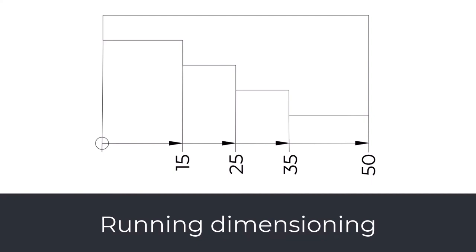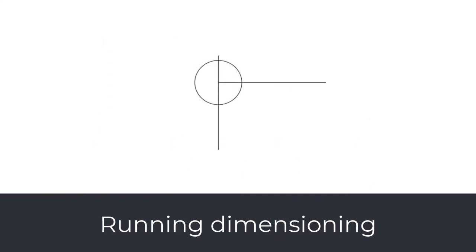It is particularly useful when there are numerous repetitive features or when dimensions need to be placed in a compact and organized manner. The starting location of the dimension is defined with the origin symbol.